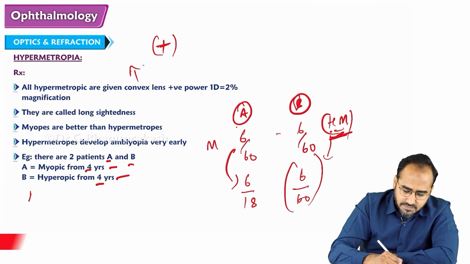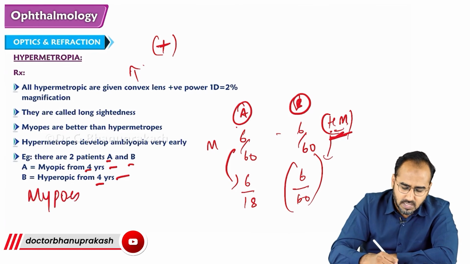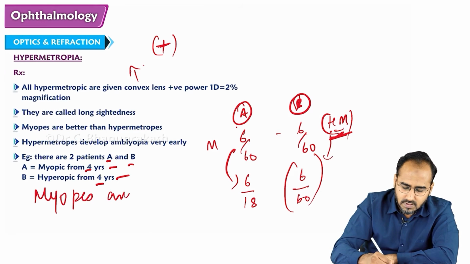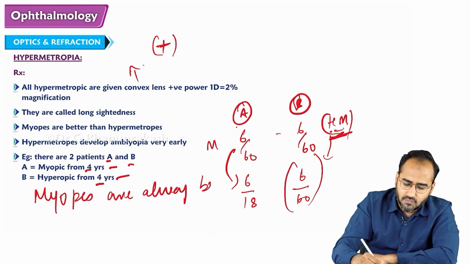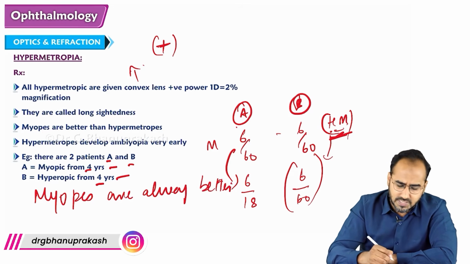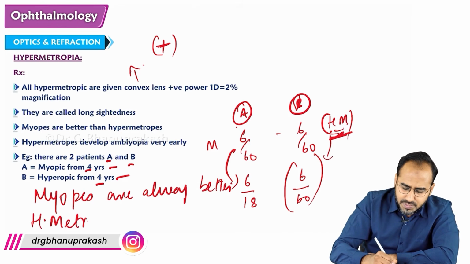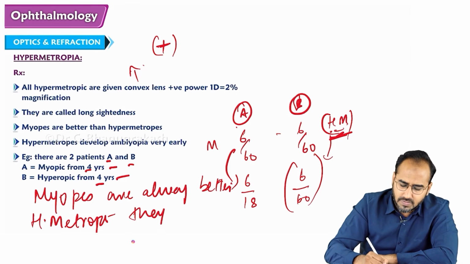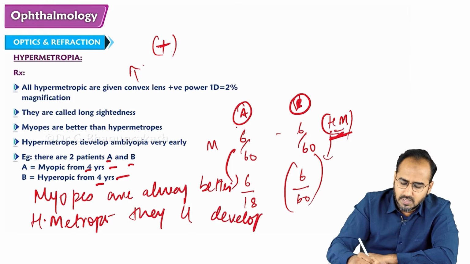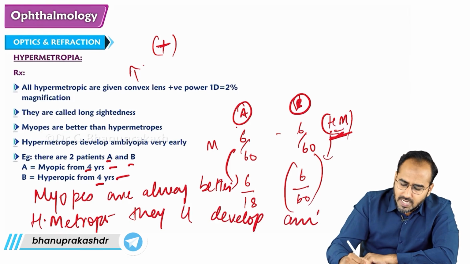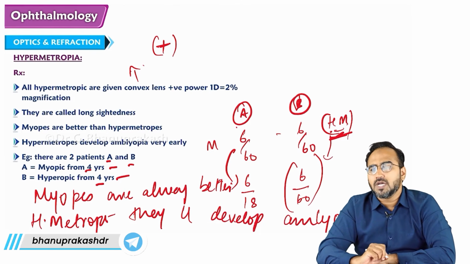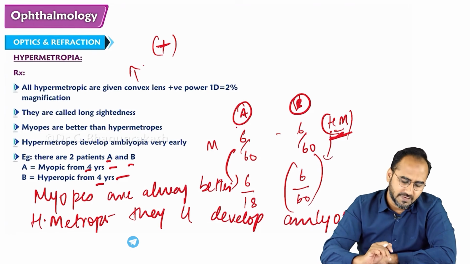So which one is better, guys? Myopes are always better. Why? Because they will have improvement in the vision. Whereas hypermetropes will develop amblyopia very easily. So, which one is better, myopia or hypermetropia? Always it is myopia which is better.